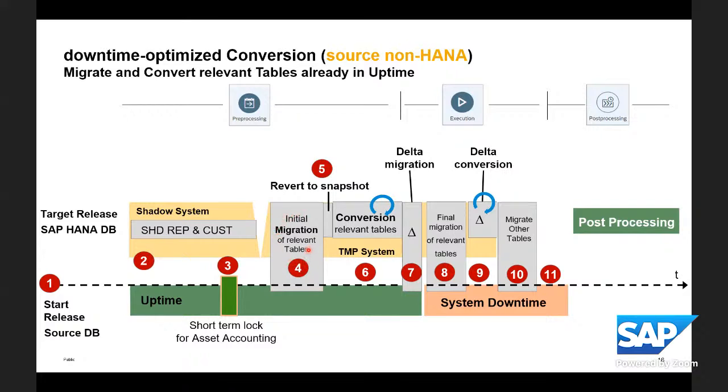What is a relevant table? That's a table that is undergoing the data conversion. So it has to be migrated to HANA first. So from source to HANA database, those tables are migrated. Then they are located in the target HANA database. And then the data conversion is triggered by the software update manager.